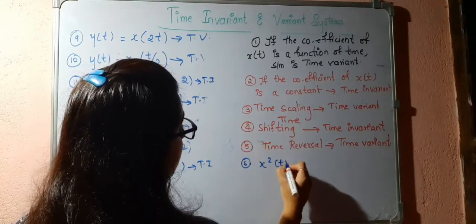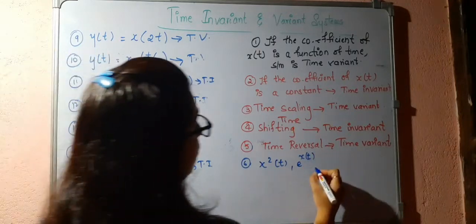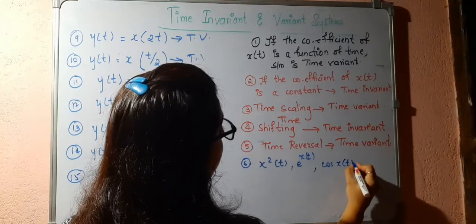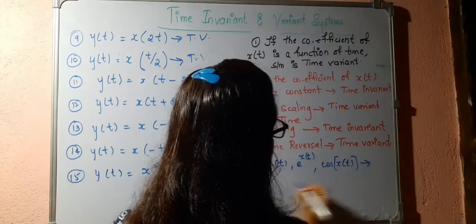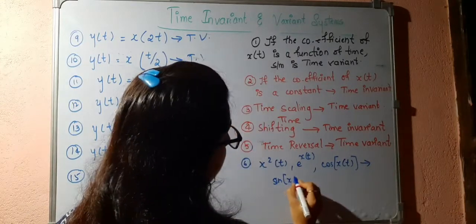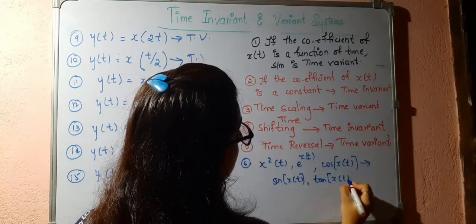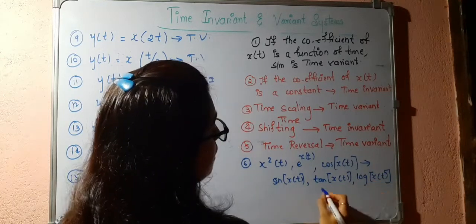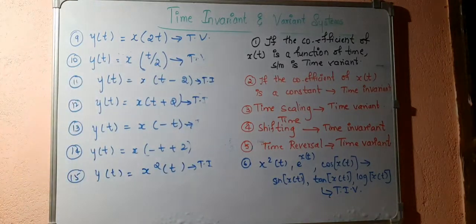Then x square of t, e to the power of x of t, then you have cos of x of t, sin of x of t, tan x of t, log x of t, these all are time invariant. Okay, time invariant.